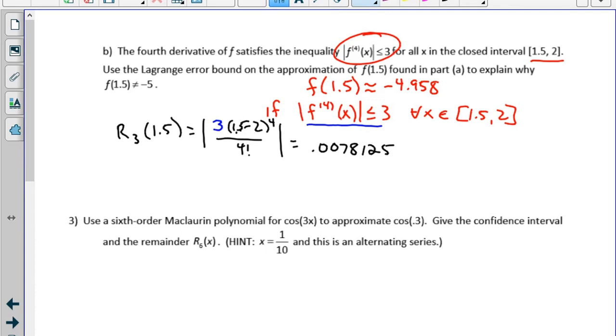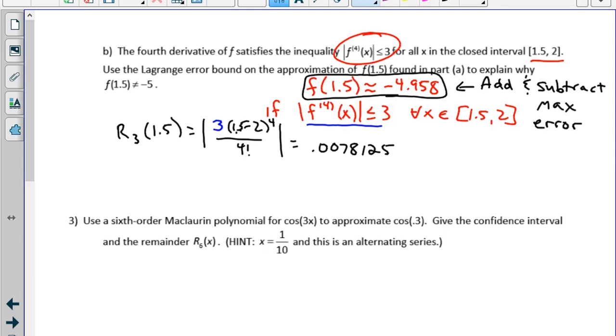0.0078125. So because I don't know if my original was an over approximation or an under approximation, I have no idea what the next derivative is. I don't know if the next term is positive or negative in my series. Then that means I take -4.958 and I want to add and subtract the maximum error remainder, and then that gives me my confidence interval. And I'm going to add and subtract it because I don't know if it's positive or negative.